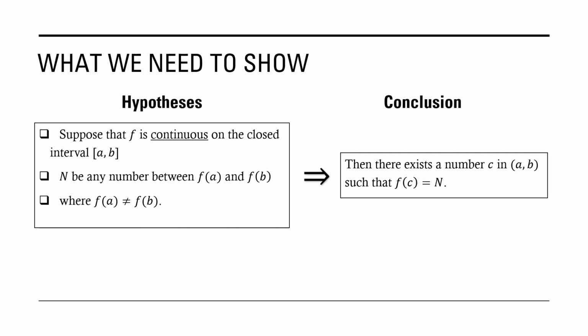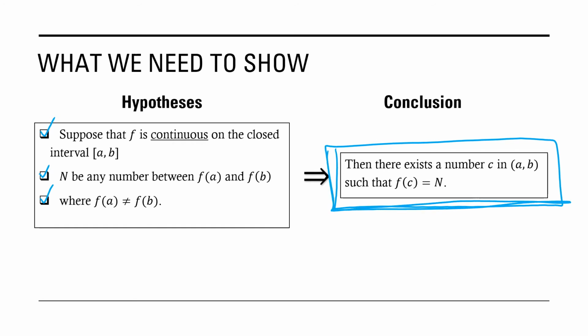But basically, we need to show that these three hypotheses are true, so that f is continuous on a closed interval a to b, n is any number between f of a and f of b, and f of a does not equal f of b. And if we can show these three things, then we can make this conclusion that c exists and where it exists.